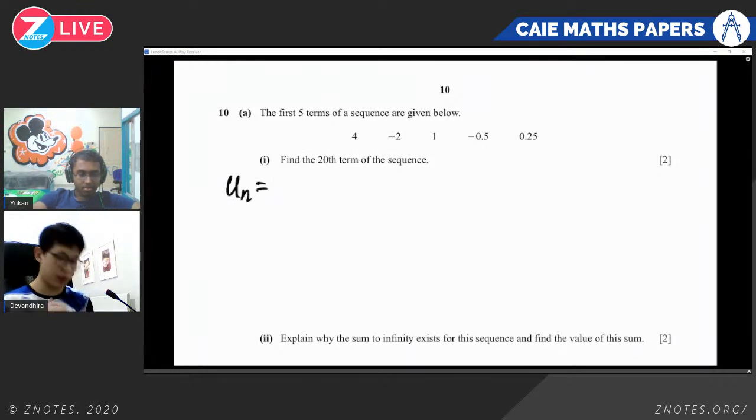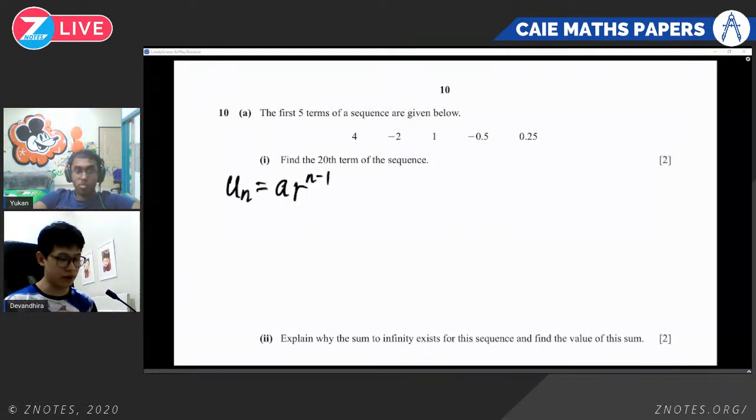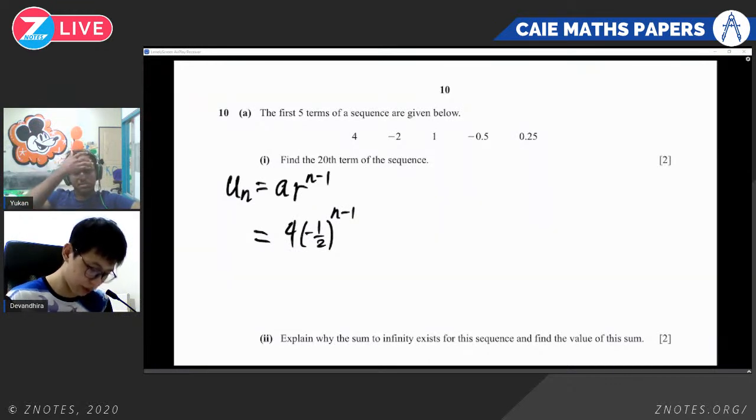Remember that in a geometric sequence, the general formula is a times r to the n minus 1, where a is the first number in the sequence, and r is our common ratio. So what's our common ratio here? It is negative half. What about our first term? That's just 4, right? So we have 4 times negative 1 over 2 to the power of n minus 1.